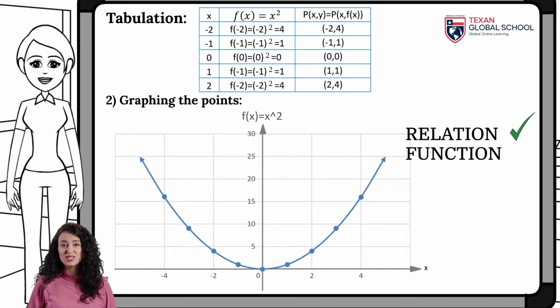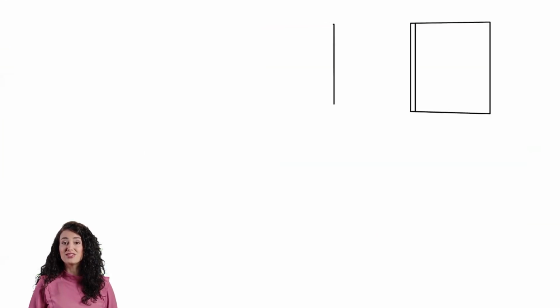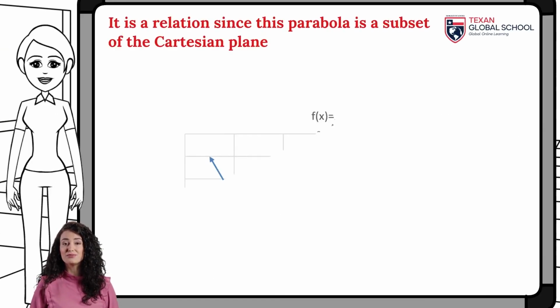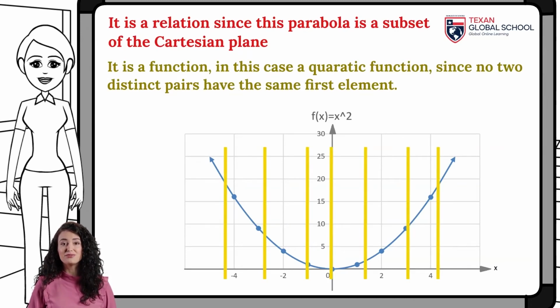Analyzing the graph, we can see that it is a relation, since this parabola is a subset of the Cartesian plane. It is also a function, in this case, a quadratic function, since no two distinct pairs have the same first element. The domain goes from -infinity to +infinity, because it was indicated to include all real numbers. Range starts at 0, towards +infinity. Graphically, we can see that, if we draw parallel lines to the y-axis, they only touch a single point of the graph, confirming that it is a function.